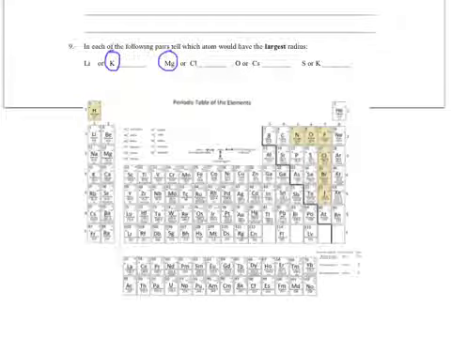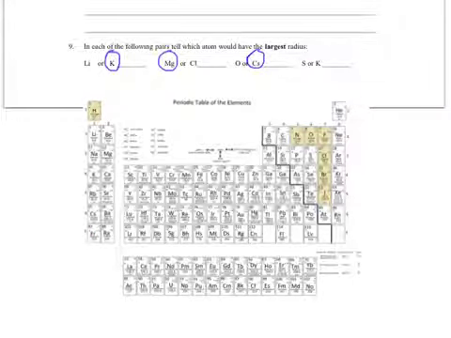Oxygen or cesium. Well, oxygen only has 2 energy levels, and it is on this side of the periodic table, which makes it kind of small. Cesium has a whopping 6, and it doesn't have very many protons for that many energy levels, so the answer here is cesium. And the easiest way to remember is the closer you get to here, the bigger they are, and the closer you get to here, the smaller they are.